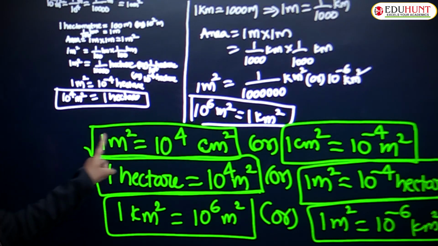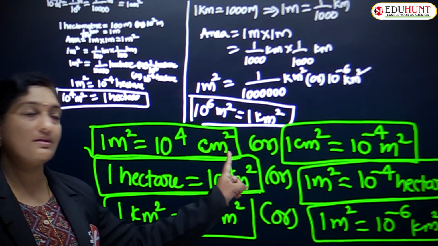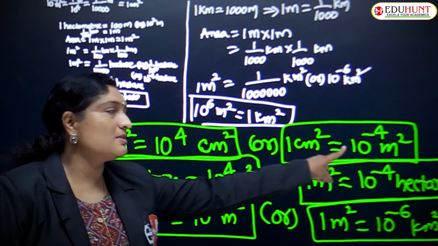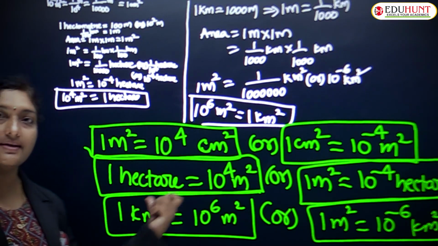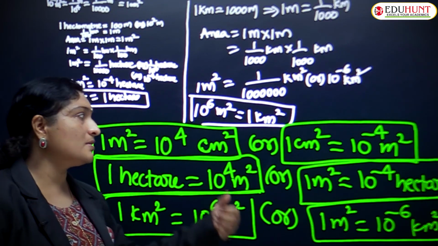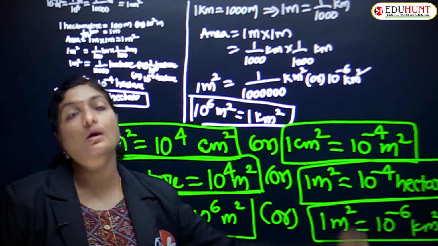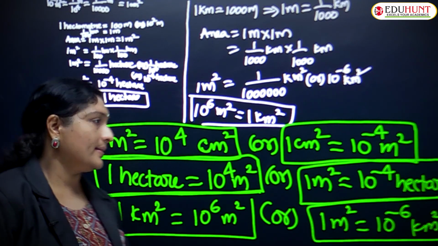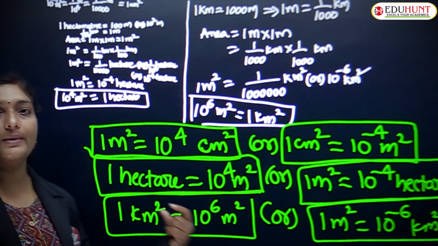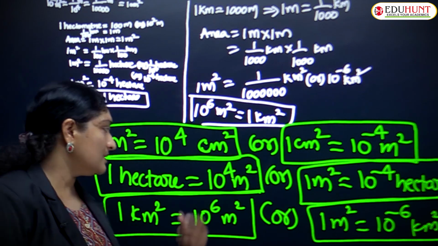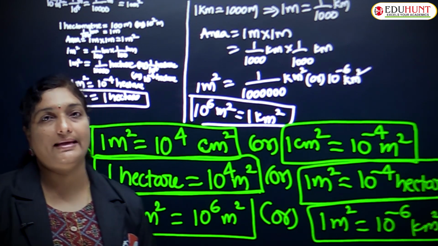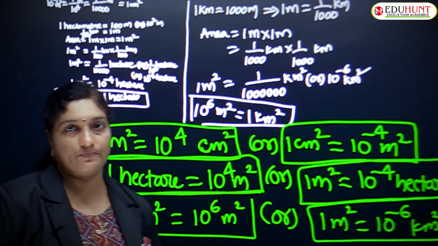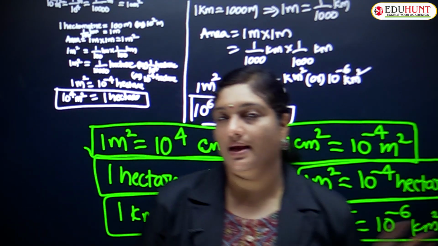I repeat, 1 meter square equals 10 power 4 centimeter square, and 1 centimeter square equals 10 power minus 4 meter square. 1 hectare equals 10 power 4 meter square, and 1 meter square equals 10 power minus 4 hectare. And similarly, 1 kilometer square equals 10 power 6 meter square, whereas 1 meter square is equal to 10 power minus 6 kilometer square. So these things are to be remembered at any cost.